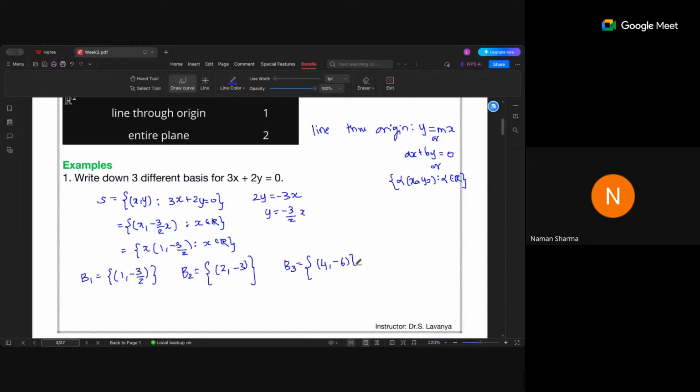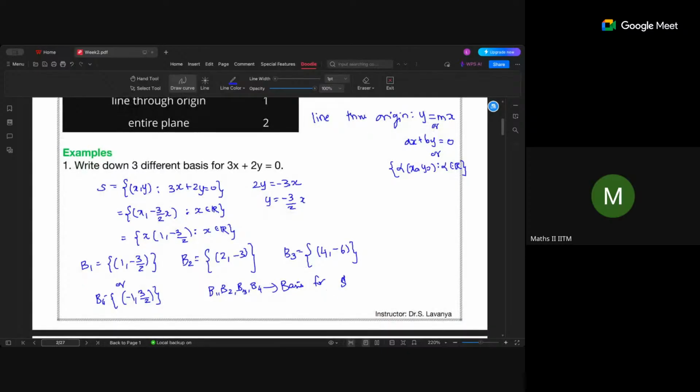There are so many bases, infinite; you can keep on adding. Just one more I'm adding: you can take the negative of it also, multiplying by minus 1. So b1, b2, b3, b4, all these are bases for S. Not R2, for S. Okay, shall we move on? Is this clear for everyone?